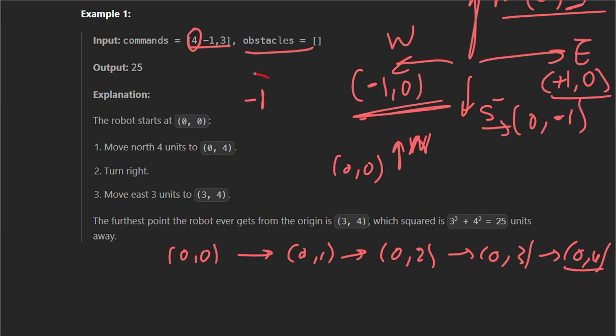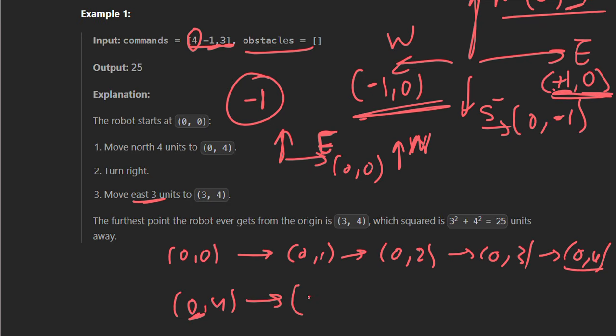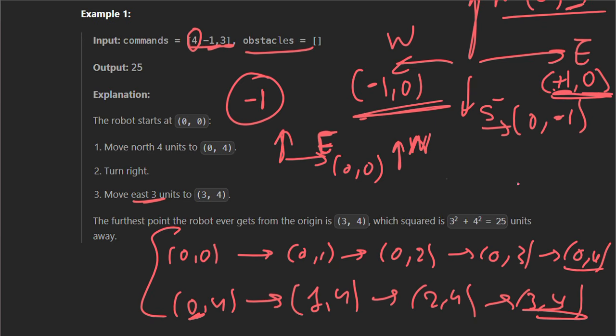After that we are turning right, so our face, which was north, will now be in the east direction. Then how many steps do we have to move? We have to move 3 units, in 3 steps, from 0, 4 in the east direction. In the east direction it is plus 1, 0, so every time our x coordinate will increase by 1. So 1, 4, 2, 4, and then 3, 4, right? These are the coordinates where we'll go. If we check, 3, 4 will give us the maximum answer, that is 16 plus 9, 25. So our answer is 25.